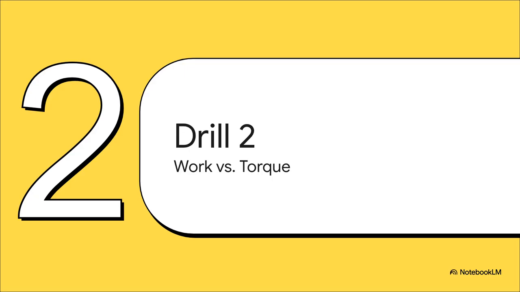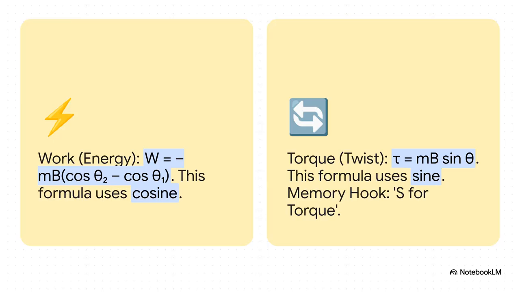All right, let's move on to our next drill, where we tackle the formula twins, work and torque. This is such a common place to get mixed up, but after this, you're going to have it down cold, I promise. Here they are, side by side. It's so simple when you see it like this. Work is all about energy, and it uses cosine. Just think C for work. Torque is all about the twist, and it uses sine. Lock this in your head, S for torque. If you remember that, you'll always know work has to be cosine. And do not forget that big negative sign in the work formula. It's such an easy place to lose a mark.